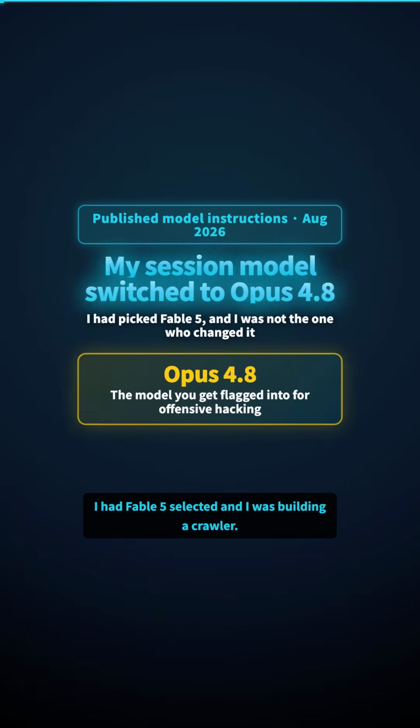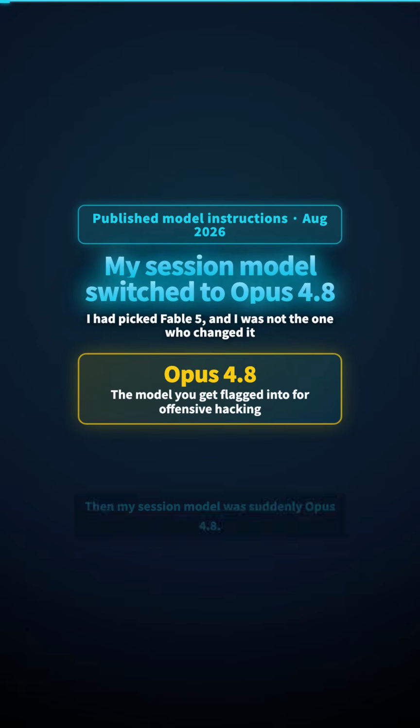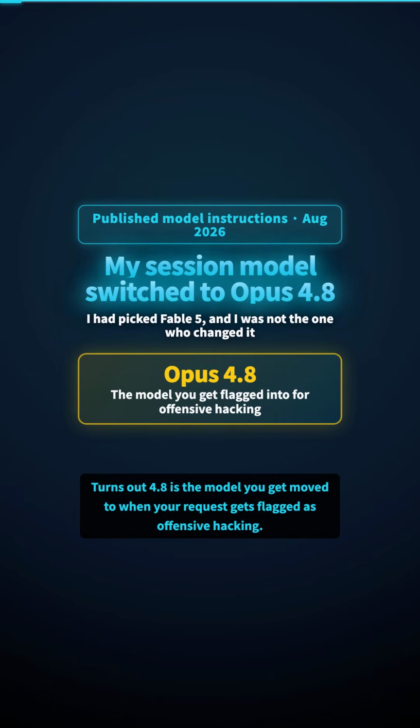I had Fable 5 selected, and I was building a crawler. Then my session model was suddenly Opus 4.8. I did not change it. Turns out 4.8 is the model you get moved to when your request gets flagged as offensive hacking.